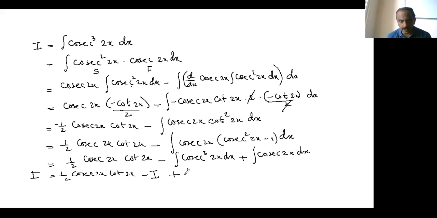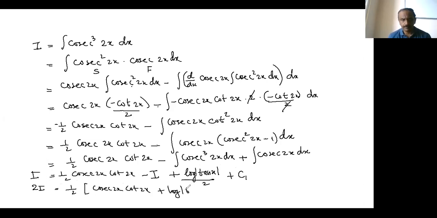which will be plus; either you can write cosec 2x minus cot 2x upon 2, or you can write log of tan x by 2 plus c. C1 I will put, because c is going to change. So 2I is equal to, I can take 1 by 2 common, so cosec 2x cot 2x plus log of modulus tan x plus C1.